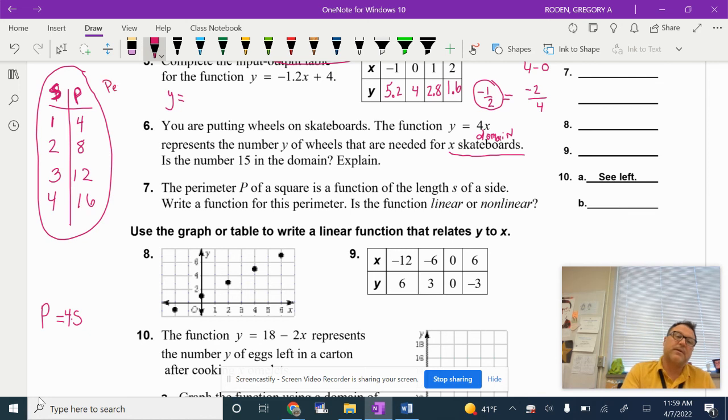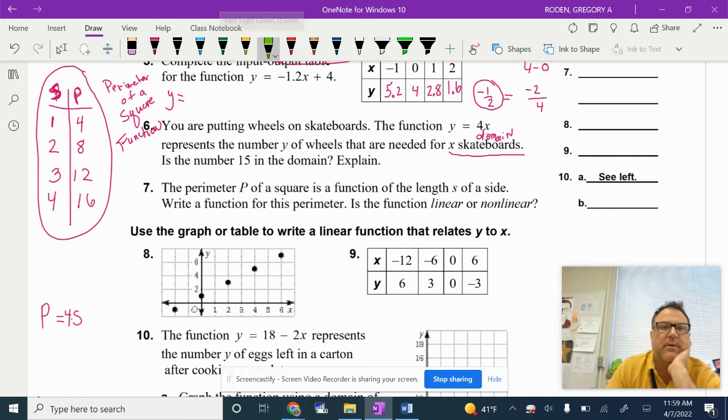We could call this our perimeter of a square function, a rule that gives us the perimeter of our square. Now, what's it asking for? It's saying, is it linear or nonlinear? Here's a hint. If it's linear, when the x's go up by the same amount, the y's go up by the same amount. So let's take a look over here. What are these x's going up by each time? They're going up by 1. If it's linear, then the y's are going to go up by the same number also.